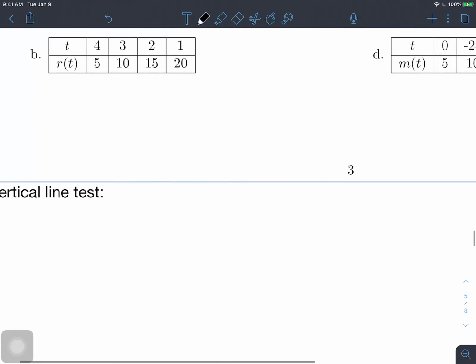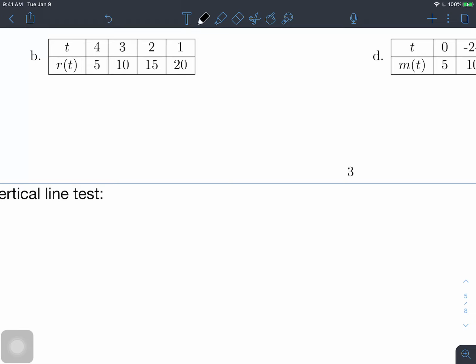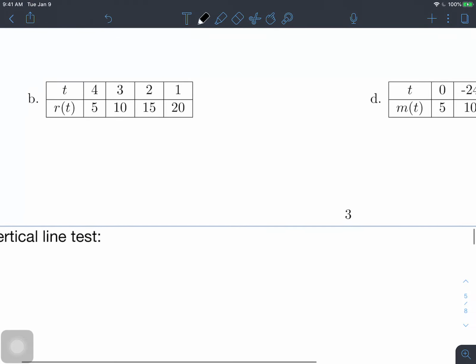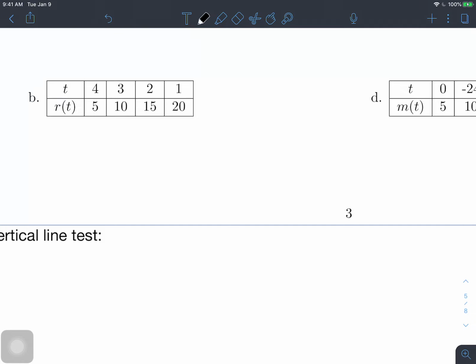All right, group 2 for B. Group 3 for B. What do we think? Increasing or decreasing? Yasmin? Decreasing function. All right, let's think about it. What's confusing about this one is they gave us t in the wrong order. They gave us 4, 3, 2, 1 for t. So really what we should do is start from here.